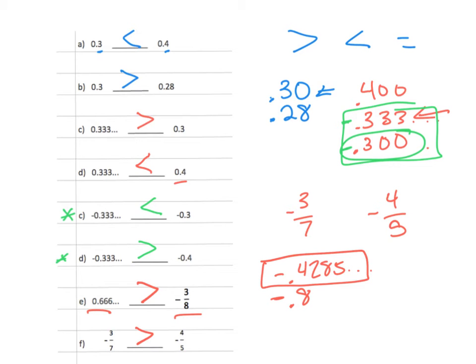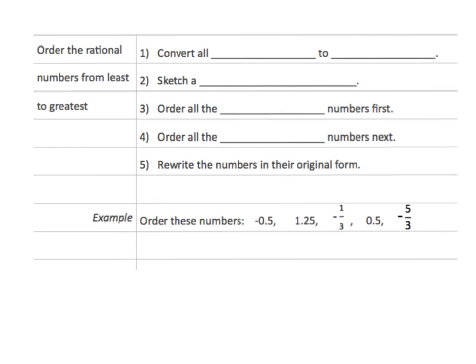Hang in there, guys. We're almost done. You can also put numbers in order from least to greatest. First of all, here's what I would say to do. Convert all fractions into decimals. It's easier to compare decimals.